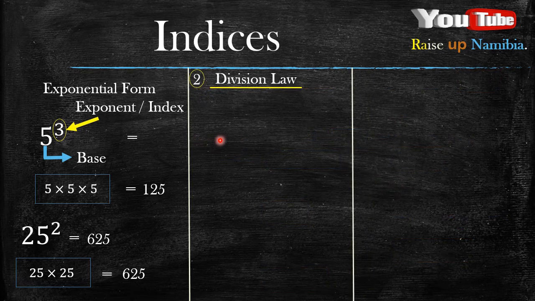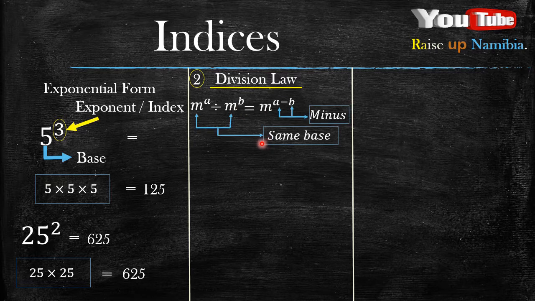Now let's look at the second law, which is the division law. We're going to keep the notes here for exponents, like what the exponent is, the base, and everything. So when we look at the division law, what does it state? It states that if two bases are the same, we minus their exponents.